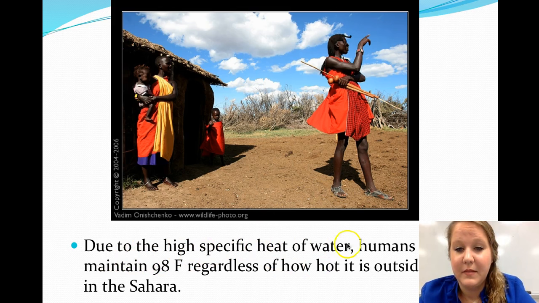Also, because of this high specific heat, we can maintain our 98 degrees Fahrenheit regardless of how hot it is outside, even in the Sahara. These people might be in 120, 125 degrees, but they can still remain at 98 degrees Fahrenheit, because it takes so much energy to change their inner body temperature, since water has that high specific heat. They don't automatically become whatever temperature is external to their body.